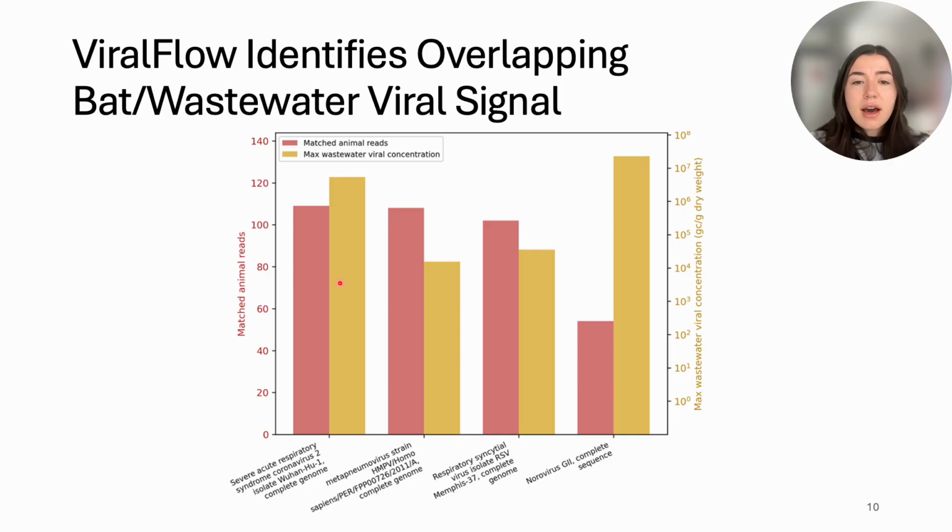And so this data was produced with a subsampled set of a total reads file. So we'd expect these numbers here on the y-axis to be a lot higher when processing a whole FASTQ reads file. But the utility here is that ViralFlow is able to extract these viral signal overlaps, again, between our animal metagenomic sample and the wastewater viral concentrations.